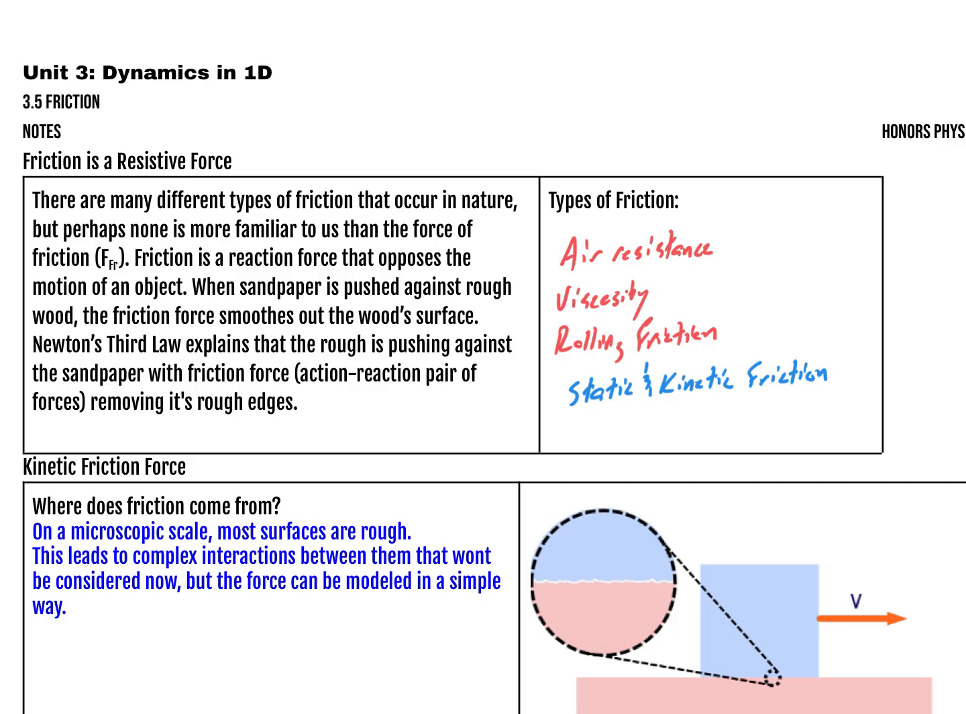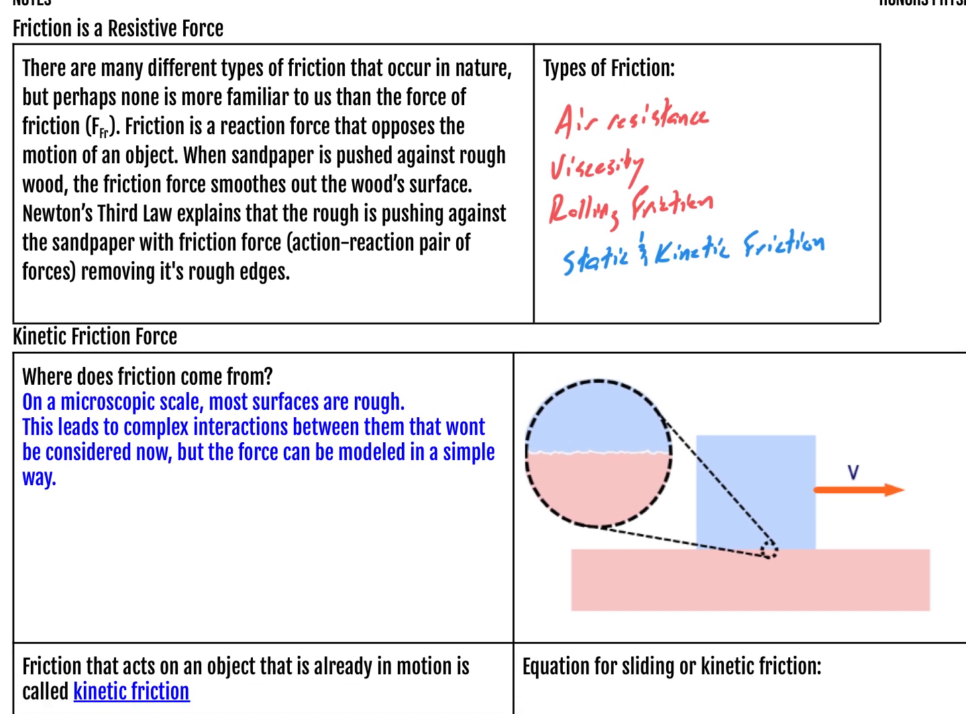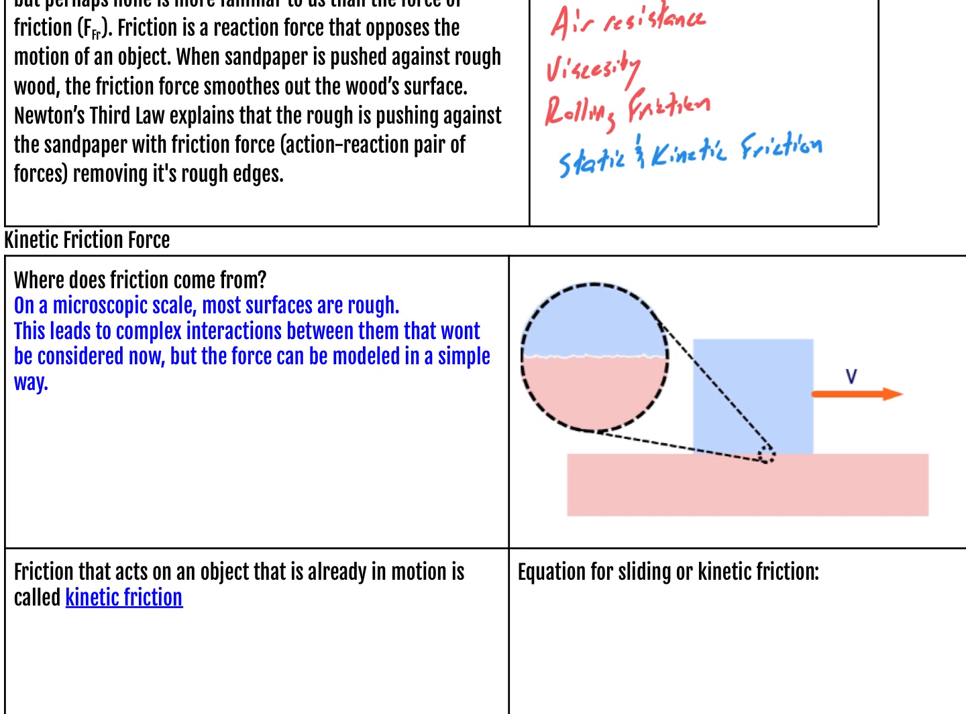And so where does friction come from? So we understand on a microscopic scale, most surfaces are rough. There's lots of complex interactions between them that we won't necessarily be considering now, but we model the force in a simple way. And so what we're doing here is we're looking at this and understanding that is what the surfaces look like when you zoom in.